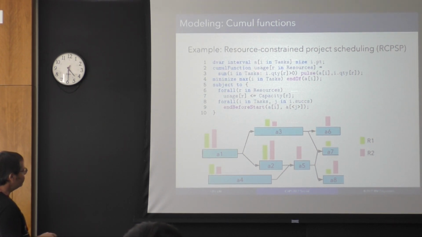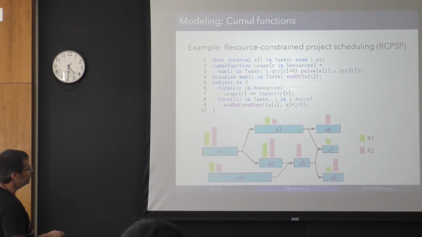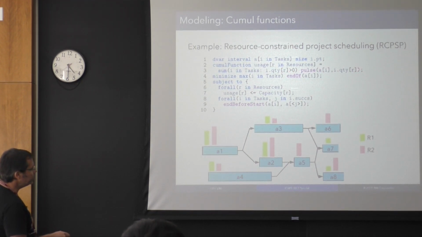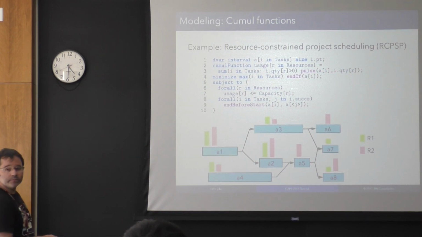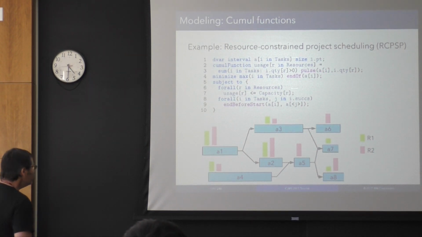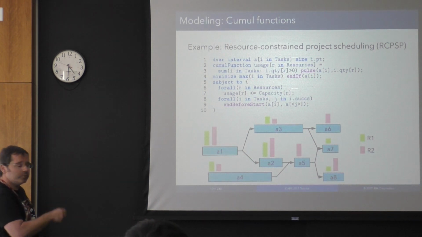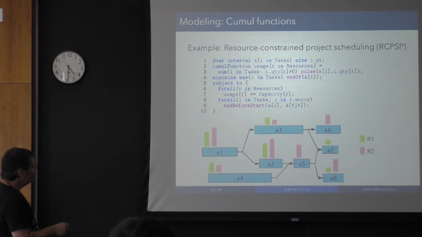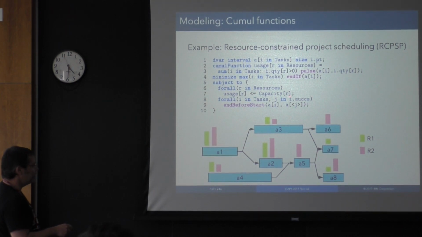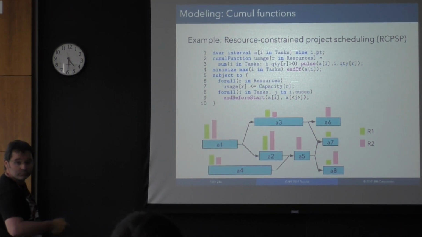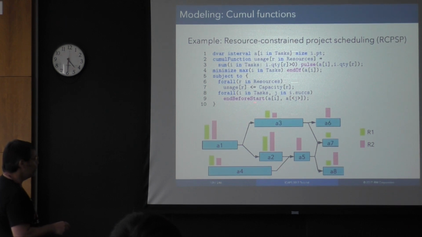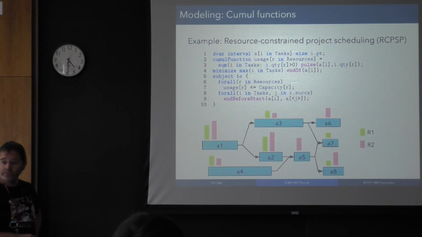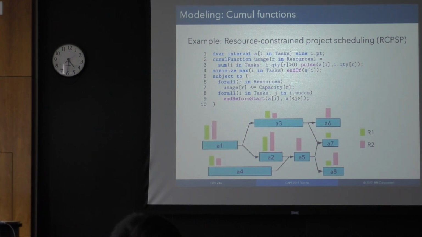It's just the sum of, for each task that requires a given quantity of the resource that is not zero, pulse of the interval variable and the quantity. So you sum up the variable. And then in the simple version of the problem, you just minimize the makespan. We have already seen that. And then for each resource, you say that the level of this resource, this cumul function, is always lower than the capacity. This is a given integer. And you have your precedence constraint network modeled as n endBeforeStart constraints. It's that simple.